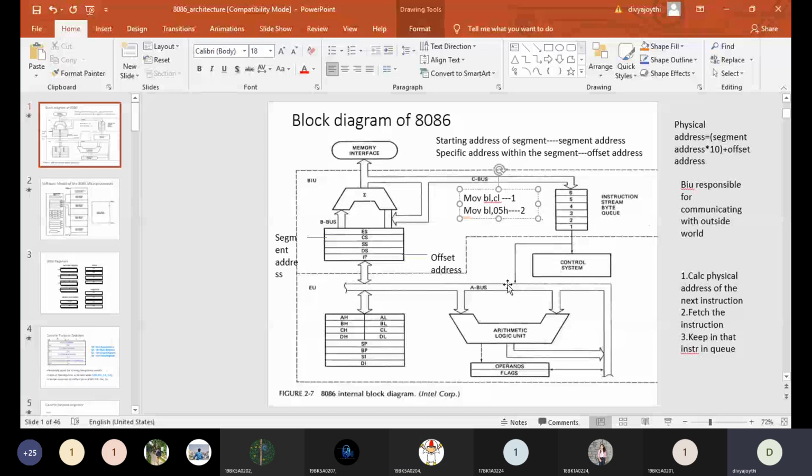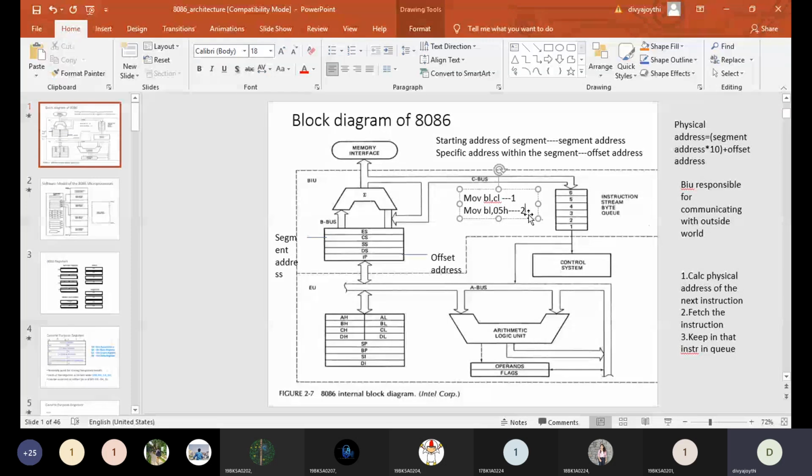Yes, ma'am. So now after decoding, the control system will release the control signals. Control signals are nothing but, if you consider these two equations only, the operation is nothing but moving the content of CL into BL, or moving the number 5 into a register called BL. That particular operation is being executed by this execution unit.